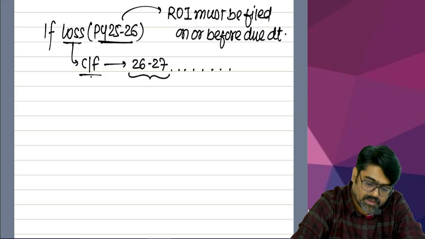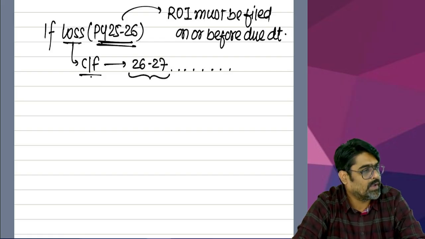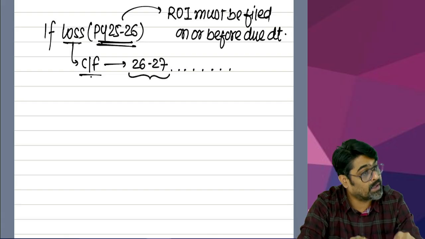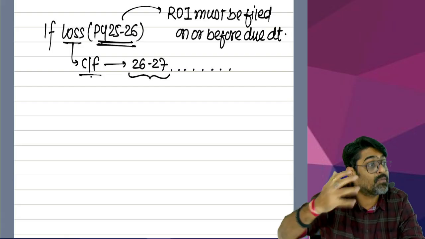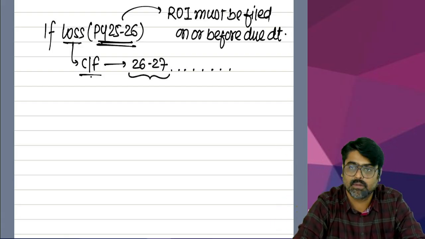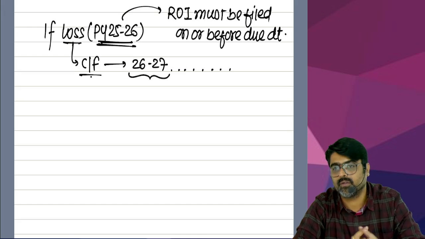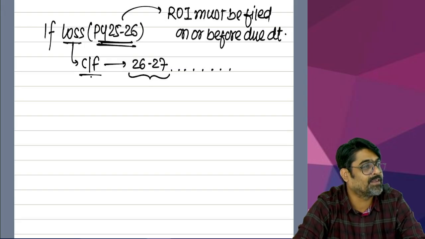So tell me, what will be the due date of filing ROI of this year? 31st July 2026. Yes or no? So on or before the due date you have to file your return. And in that return you will show the income of this year and also the losses of this year which you want to carry forward to subsequent years. Yes or no? So that return will be known as loss return, as per section 139(3).